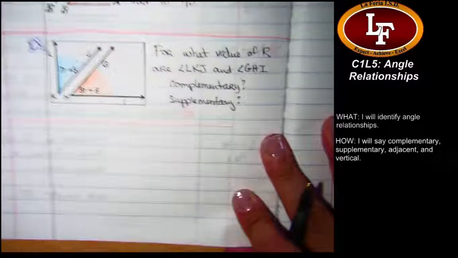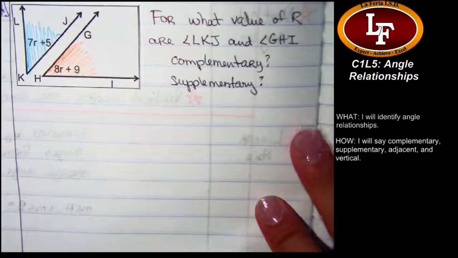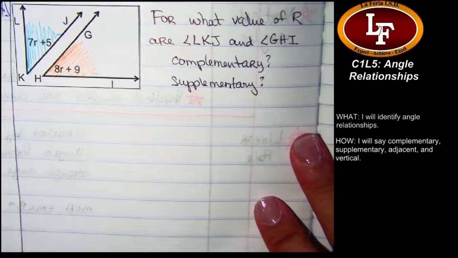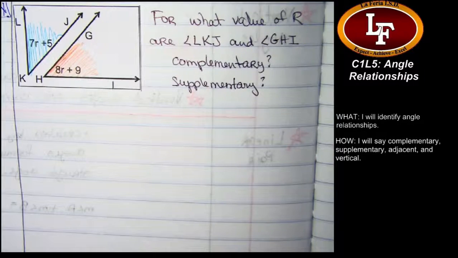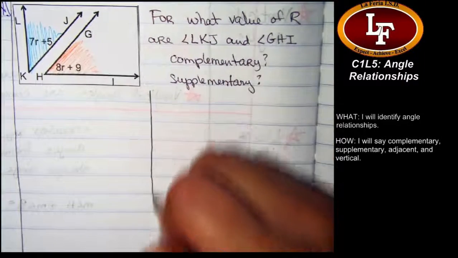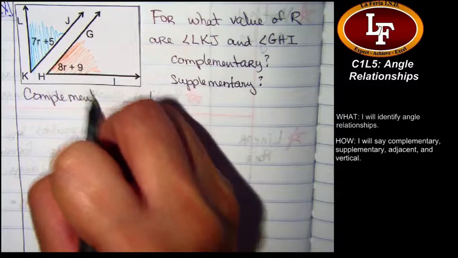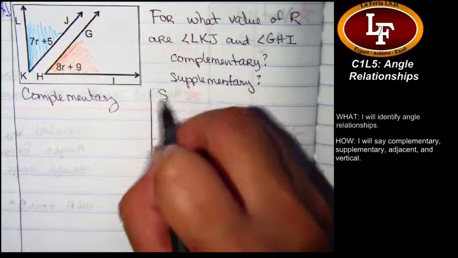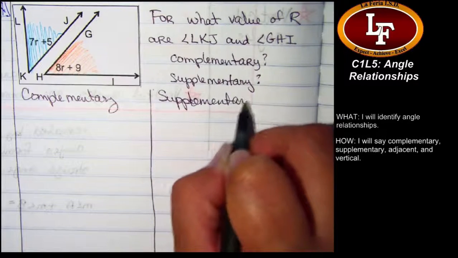Okay, I'm going to zoom in closer on the example to make it a little easier to see. It reads, for what value of R are angle LKJ and angle GHI complementary? And then the same question, but we want to know when they're supplementary. So this question really has two parts and two answers. Since it has two parts, I'm going to divide my workspace. On the left, I'm going to show the workout for when they're complementary. And on the right, we're going to do when they're supplementary.